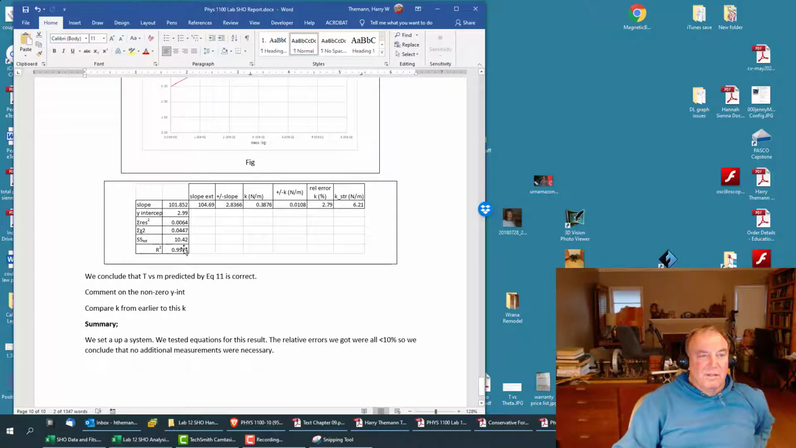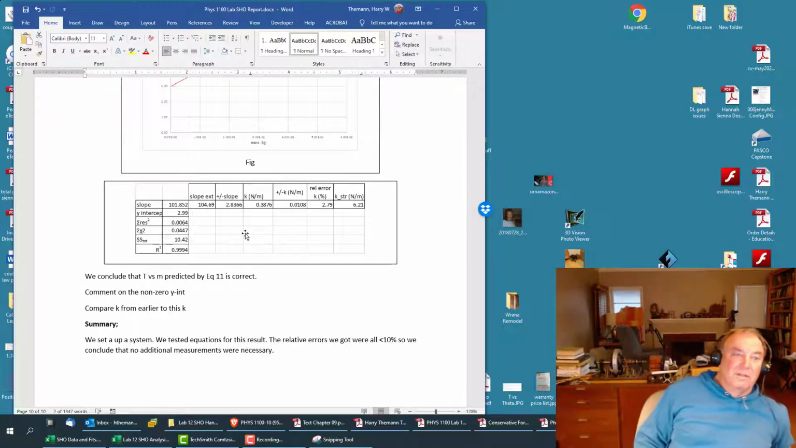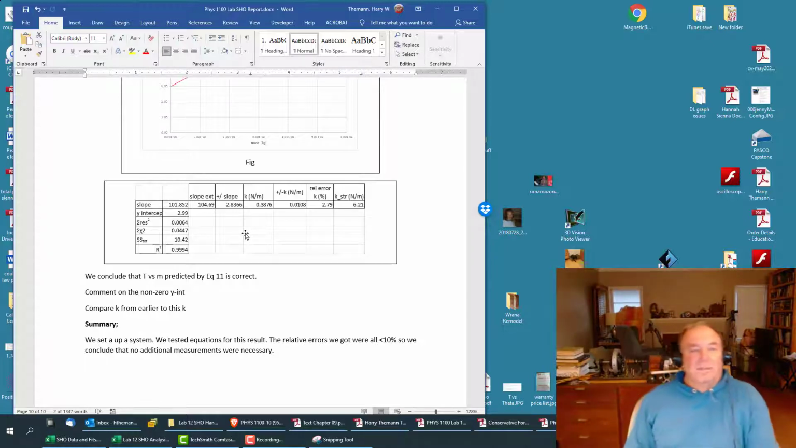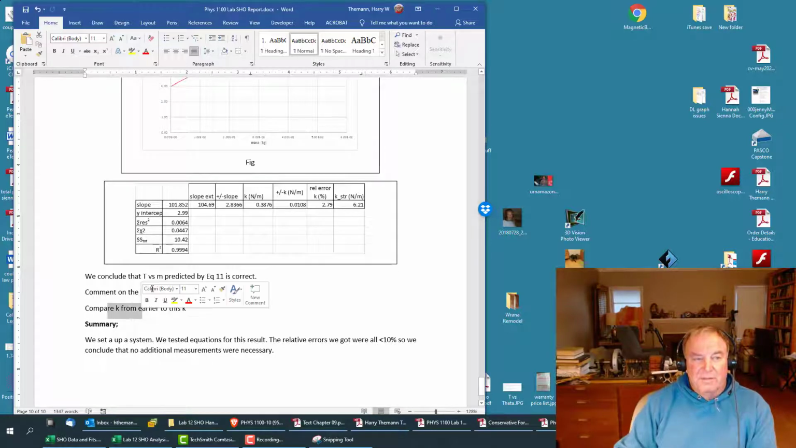And then we conclude that T versus M predicted is correct because the r squared value is basically 1. I mean, look, 0.9994, so it's a straight line. And our relative error is only 2.8%. Of course, now we'll comment on, I don't know if you guys weighed the spring. I don't know if we talked about weighing the spring, but you could comment on the non-zero y-intercept. It means simply look in the lab manual, and there's a little mention of it. And then we compare the k from before to this k, see how close they are.